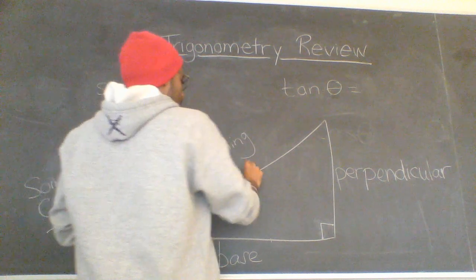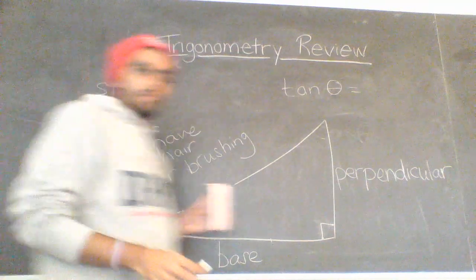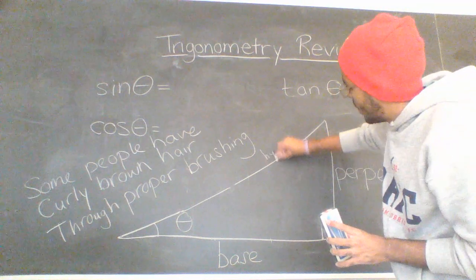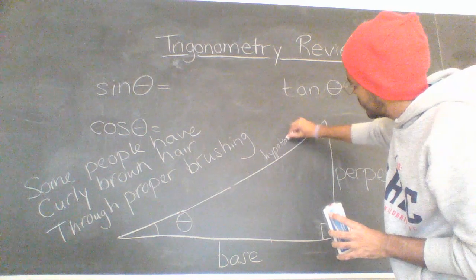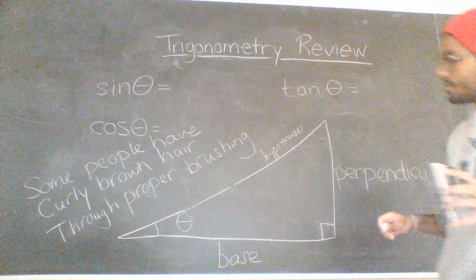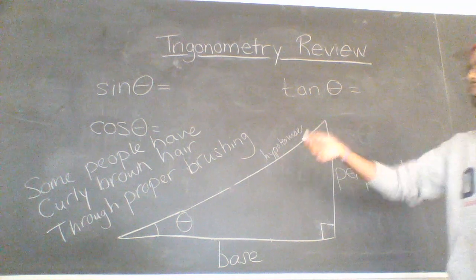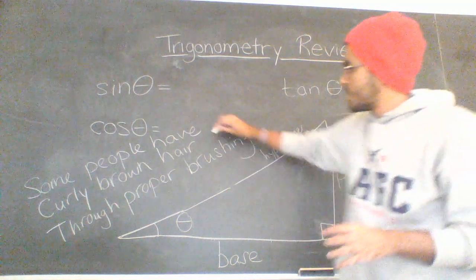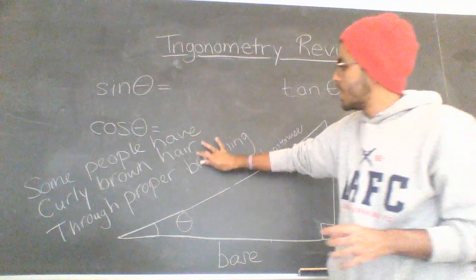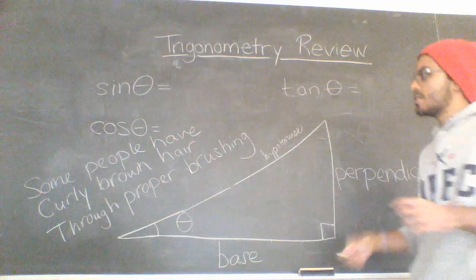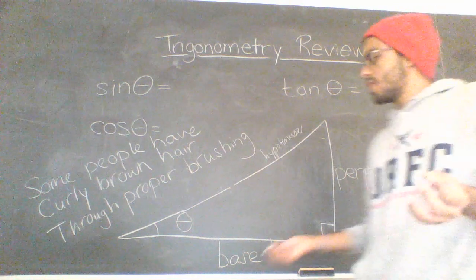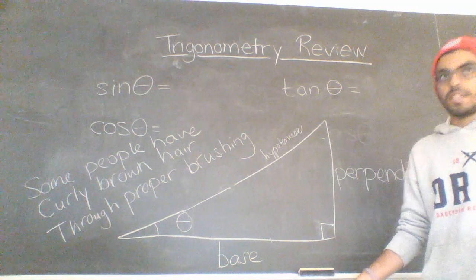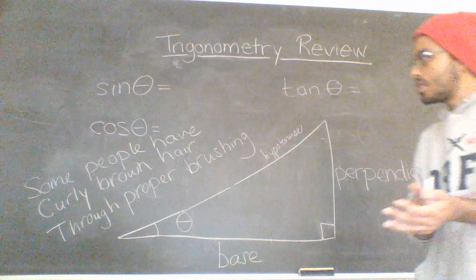I sort of had to erase the label of the hypotenuse, so I'll move over, and I hope you can see that, and I'll just rewrite hypotenuse in here. Hypotenuse. So, some people have curly brown hair through proper brushing. If you don't make awkward pauses here and here as though there are commas there, then it's a logical sentence. Some people have curly brown hair through proper brushing. It makes sense. As a sentence, it's easy to remember. At least easier, I think, than SOHCAHTOA.